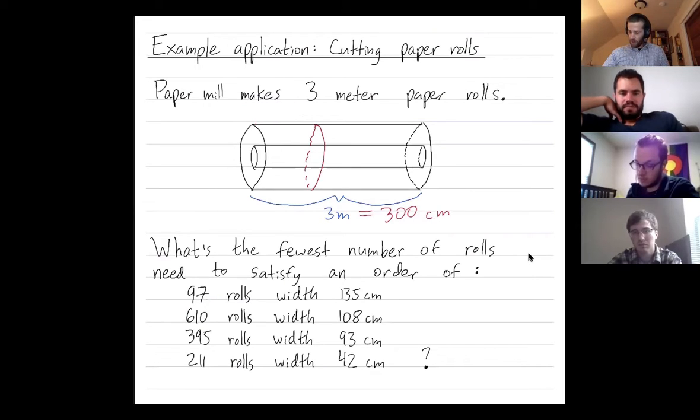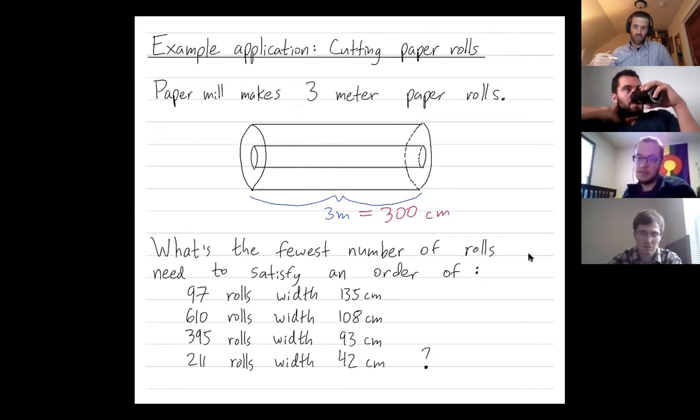But then they also want 610 rolls that are 108 centimeters wide, and they want 395 rolls that are 93 centimeters wide, etc. You want to produce this order using as few 3 meter wide rolls as possible. So all you produce is these 3 meter wide rolls, and you want to chop them up into rolls of their specified widths.